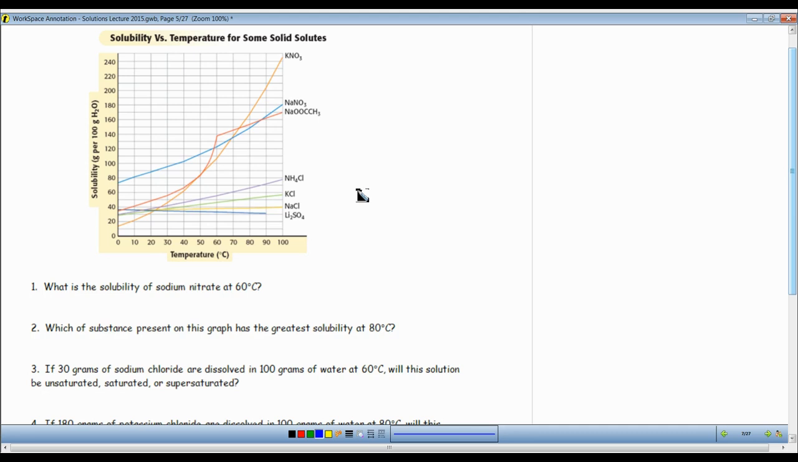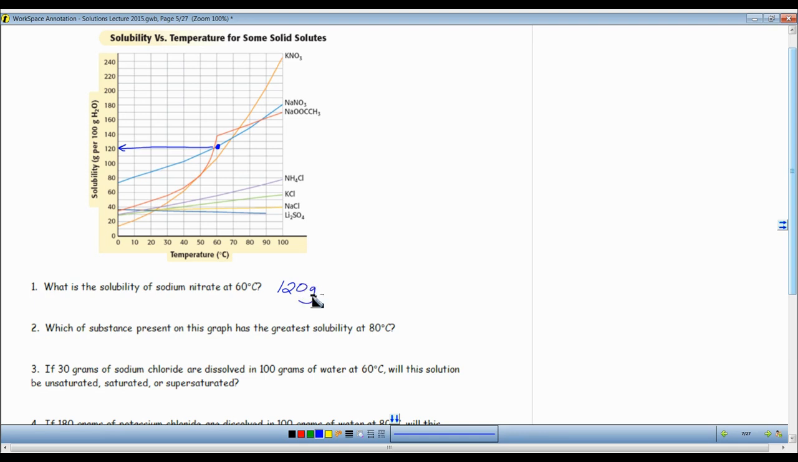Okay, so I find sodium nitrate. Maybe that's the hardest part. And yours on paper is probably not colored. So here's the sodium nitrate. On mine, it's this blue line. That's 60 degrees. So 60 degrees, sodium nitrate. It's somewhere in there. I follow it up and then over. So I'm maybe right around 120 grams.